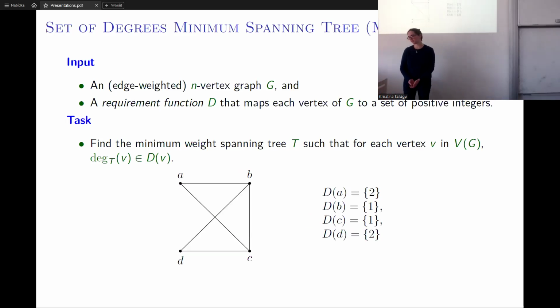So here is another example. We are given these allowed degrees, and in this case, it is easy to see that there is no such spanning tree, because both A and D have to have degree 2, which means that we need to use all these 4 edges. But then both B and C will have degree 2, and that is not allowed. So in this case, we just say, okay, there is no solution.